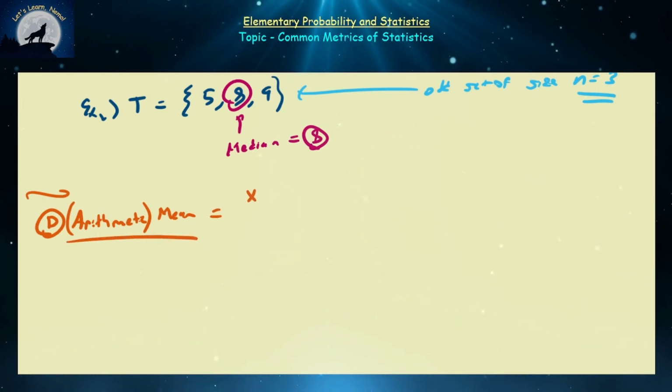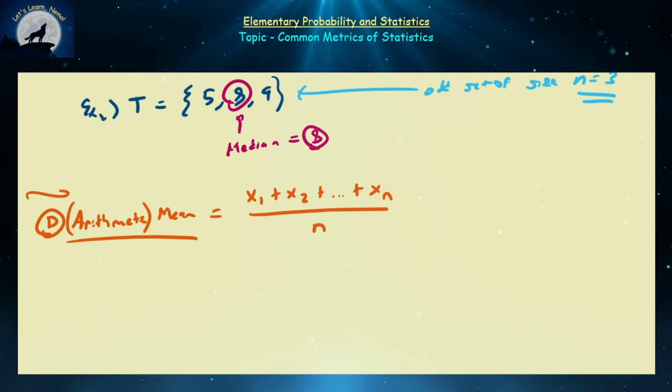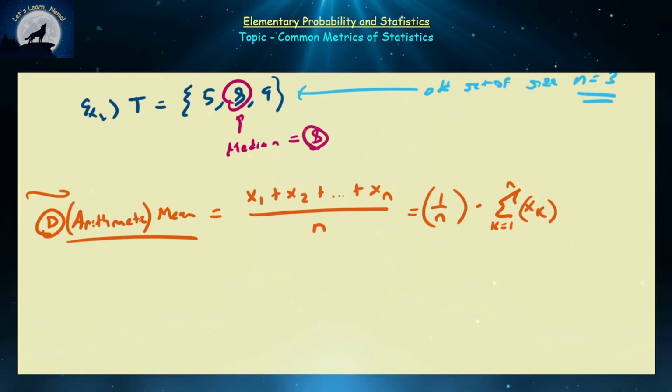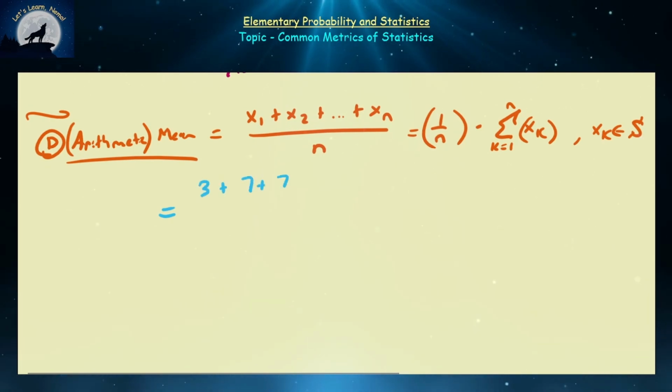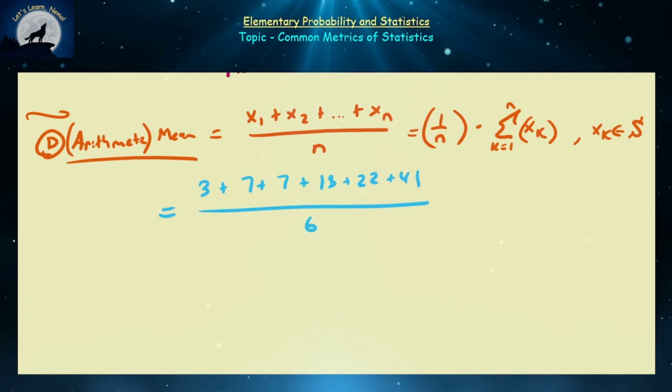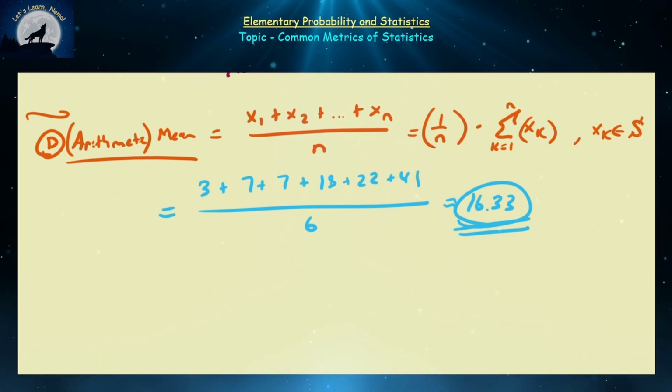So the arithmetic mean is going to be defined to be equal to the sum of your data set values, so x1, x2, all the way up to xn, all divided by the number of data points you have. And we can write this in summation notation as 1 over n times the sum from k equals 1 to n of xk, where xk is an element that belongs to our set S. So for our particular data set S, our values in our set were 3, 7, 7, 18, 22, and 41, and we have a total of 6 numbers. So once we actually work out that calculation, we're going to have an arithmetic mean of 16.33. And some people will even abbreviate this as x bar just for notation, if that is the sample mean or the mean of a sample. So those are 4 of the most common measures of central tendency that people work with.